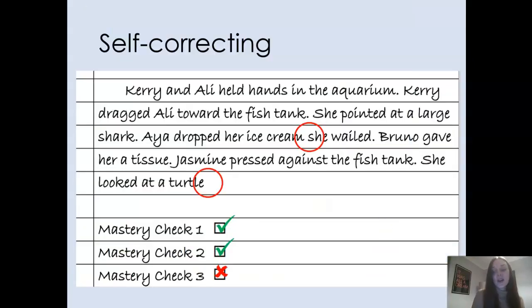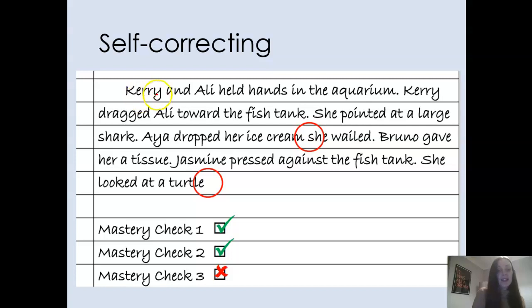Okay, so now is the time to start checking our work, and we're going to use the mastery checks. Now, I just want you to focus on mastery check 3 for a moment. That was using capital letters and full stops correctly. Now, I'm going to read you an example that a student had written, and we're going to just add in some of the mistakes that they've made. So let's have a look.